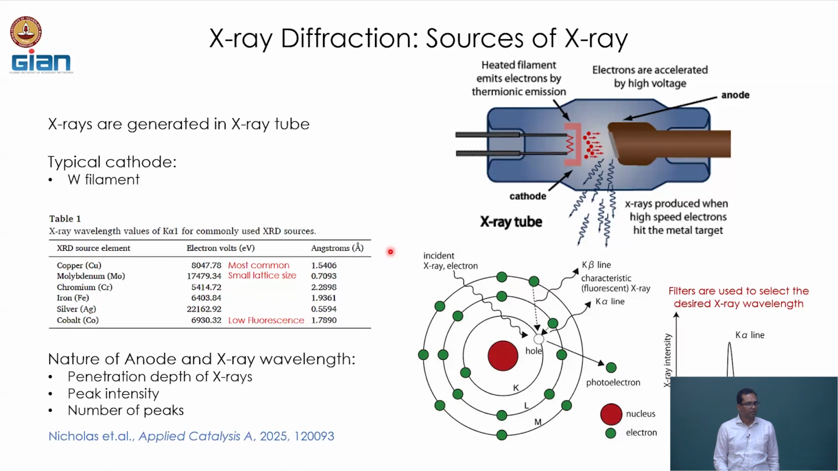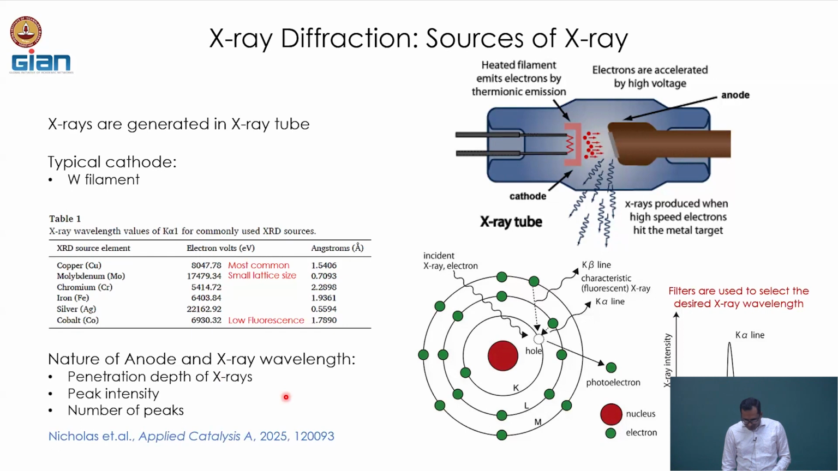Whereas, if we have samples where the atomic distances are even smaller than this 1.5 angstrom, in some of those cases molybdenum can be used as an anode material. And there are also a few uses of cobalt, which gives low fluorescence, which comes from this K beta line. So, depending on the anode or the X-ray source, the penetration depth and the peak intensity are going to vary for the X-ray diffractogram that you are going to see.